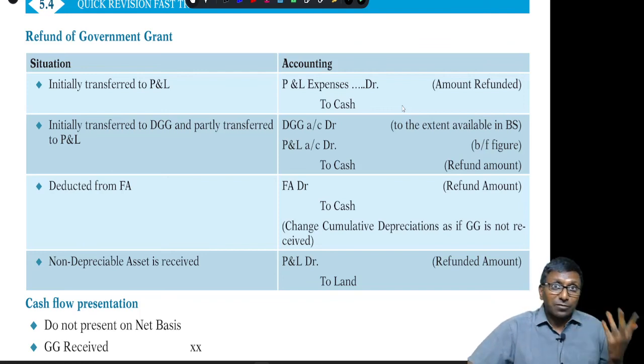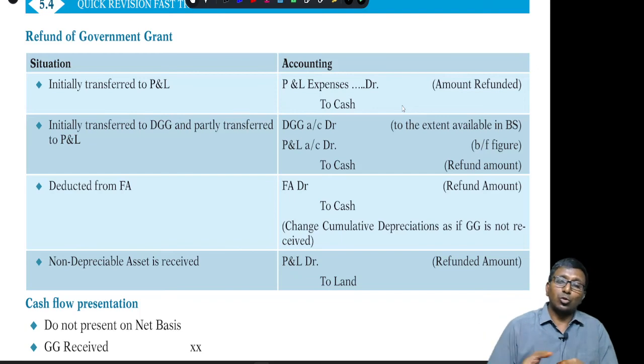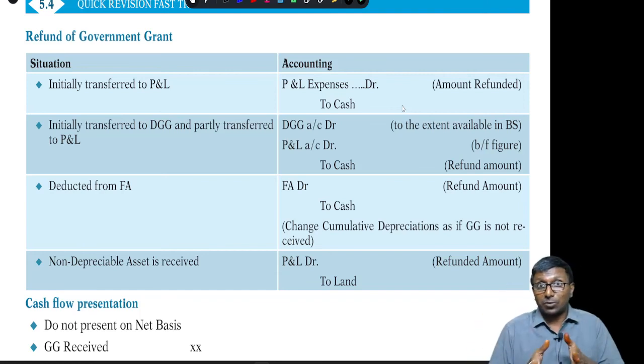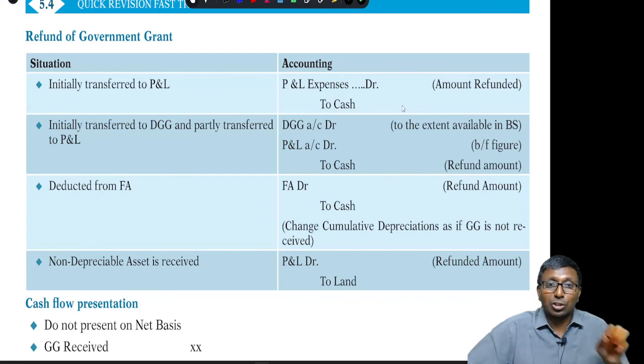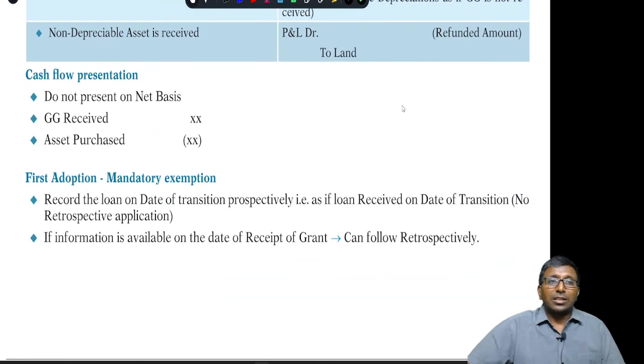If it was deducted from the fixed asset, what are we supposed to do? You have to debit the fixed asset account, credit cash. Not only that, you have to calculate retrospectively the depreciation as if the government grant had not been received by the company from day 1 till date, and charge this additional depreciation immediately. If it is cash flow presentation, receiving a government grant is a funding activity, so it is supposed to be always a financing activity. Next, you are not supposed to present it on a net basis.